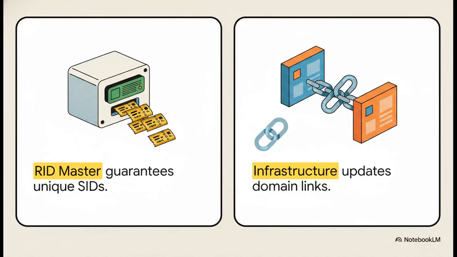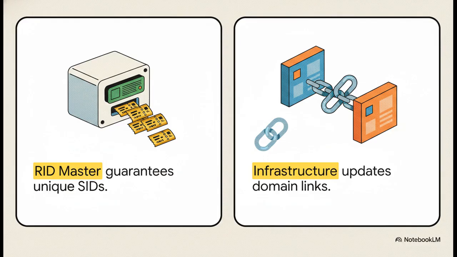accounts. So looking at these final 2 domain roles together, the RID master, like we just said, guarantees unique SIDs and also handles moving objects between domains. Think of it as a strict ticket dispenser. The infrastructure master, on the other hand, is your cross-domain reference updater.